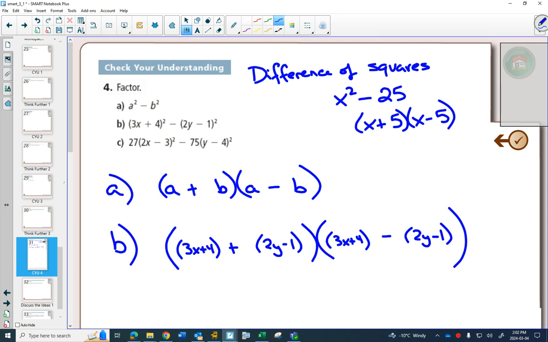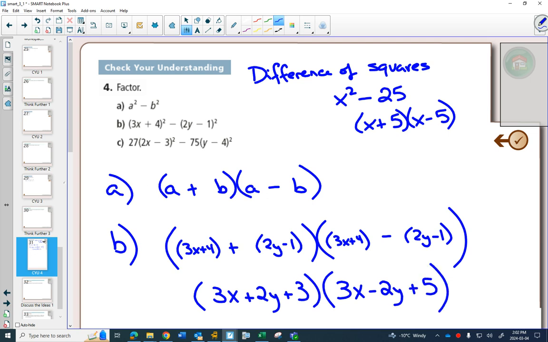Now, in those big set of brackets, we could combine some like terms. So this first set of brackets, I have 3x plus 2y, and then the 4 minus 1 just becomes plus 3. And in my second bracket, I have 3x minus 2y, and 4 minus a negative 1 would become plus 5. And we could simplify this. But again, we're recognizing it as a perfect difference of squares.